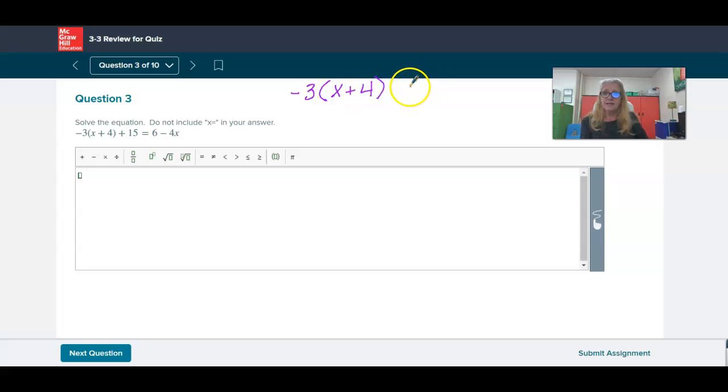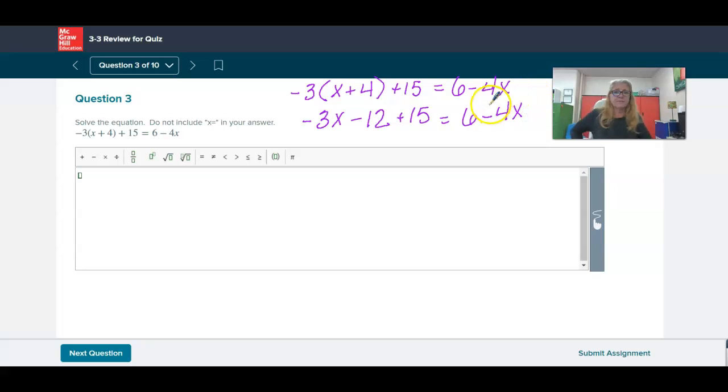All right. Negative 3 times the quantity x plus 4 plus 15 equals 6 minus 4x. The first thing you should have done is multiply this negative 3 times both of these terms. That would give you negative 3x minus 12, okay? Negative 3 times a positive 4 is a negative 12, so we write minus 12. Don't forget about this little plus 15. He's easy to forget sitting there. And then we have 6 minus 4x on the right.